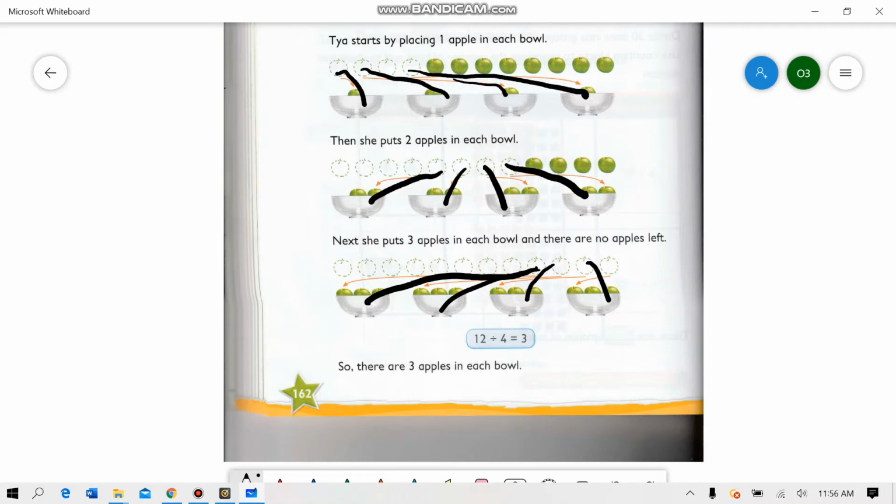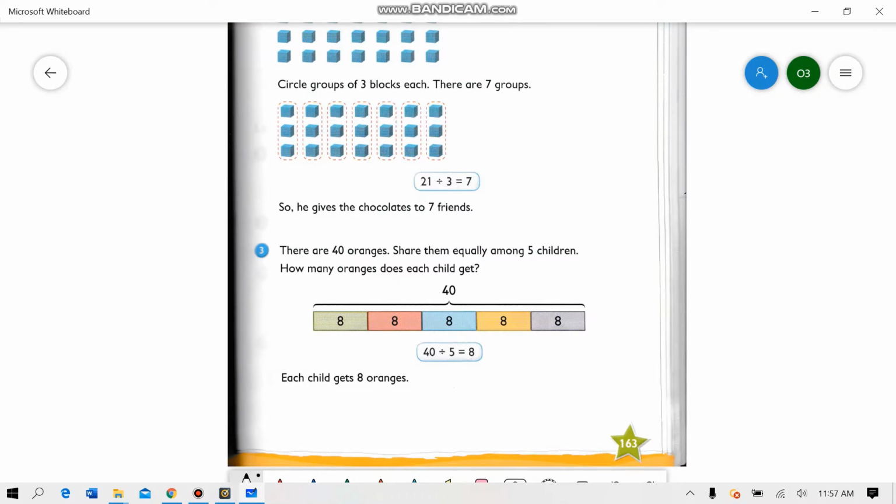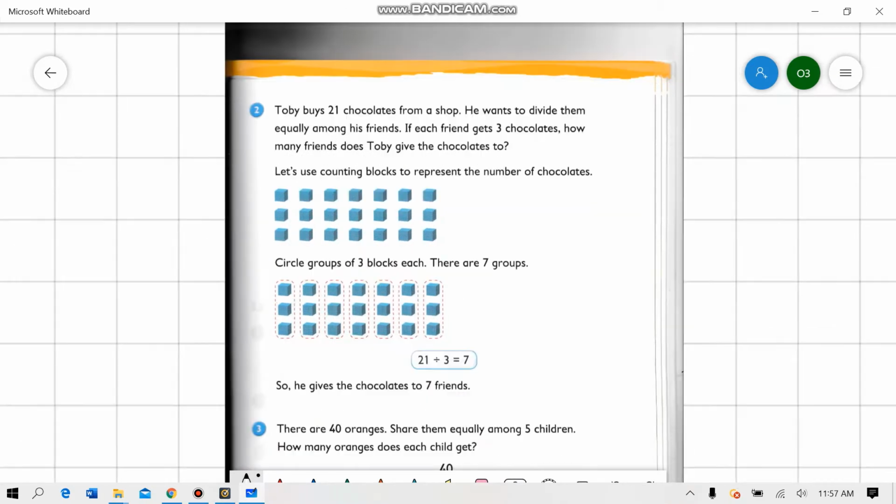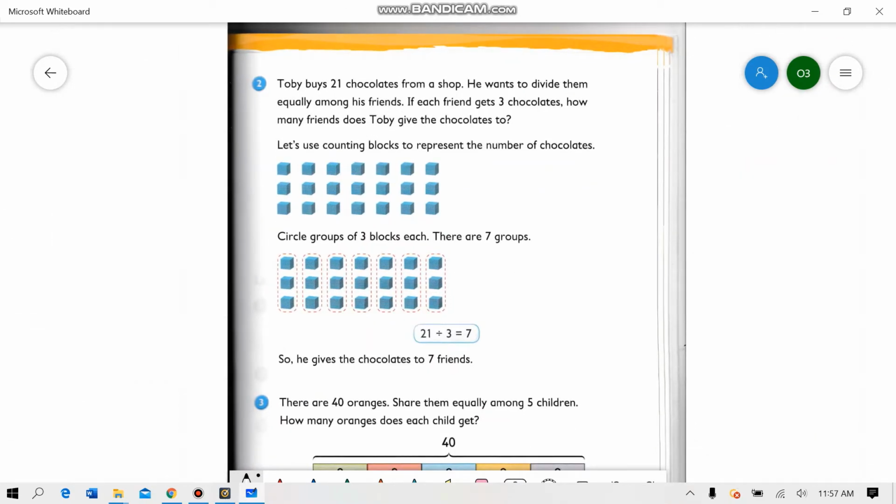Okay. Now let's go to the second example, page 163. Toby buys 21 chocolates from a shop. He wants to divide them equally among his friends. If each friend gets 3 chocolates, how many friends does Toby give the chocolates to? So let's use the counting blocks to represent the number of chocolates. So instead of chocolates, we're going to use these number blocks, okay?